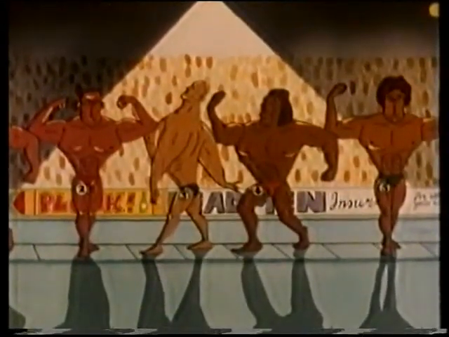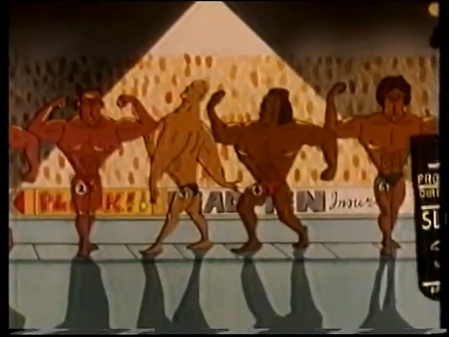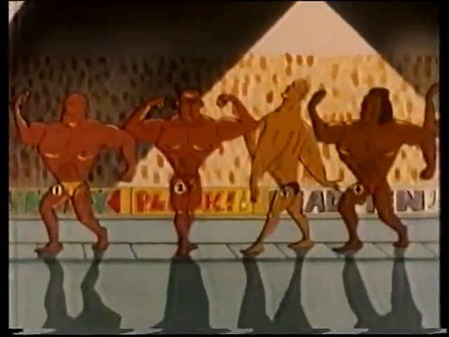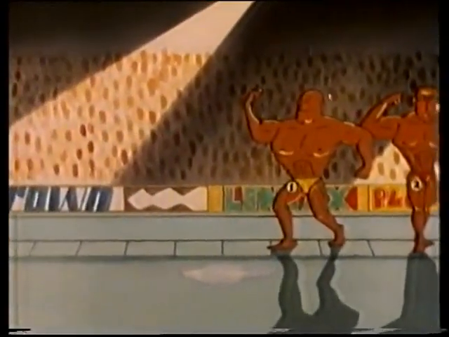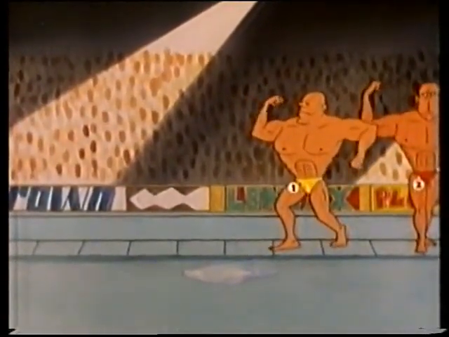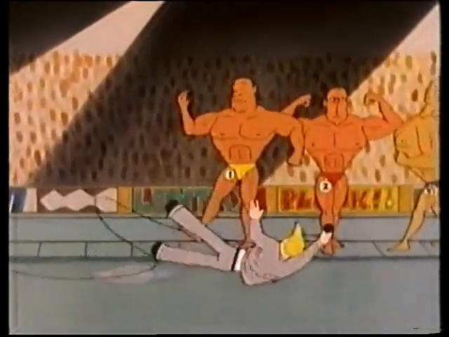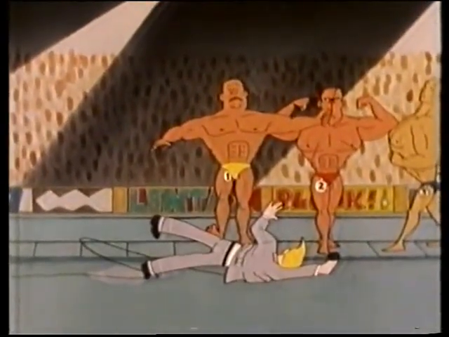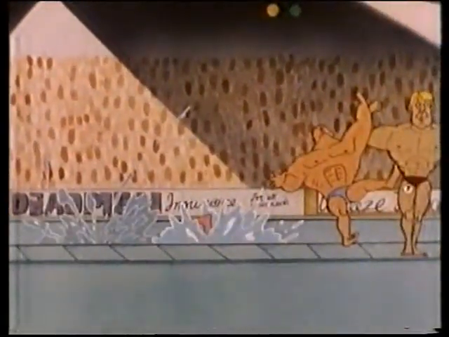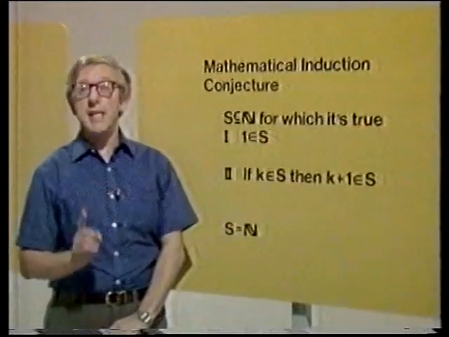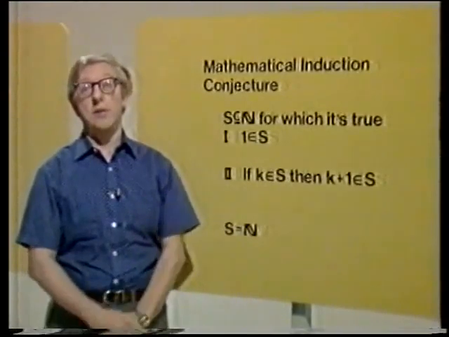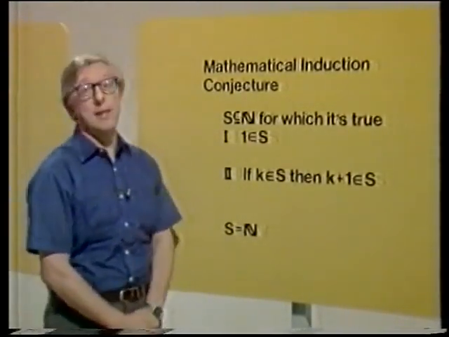Well, let's look at this in another way. The contestants here represent the set of positive integers n. And anyone who falls in the pool is falling into the set S. So 1 is in S, and because the successor property holds here, S must be the whole of n. Showing that the set S, for which our conjecture holds, is equal to the whole of n, to all the positive integers, is the method of proof by mathematical induction.